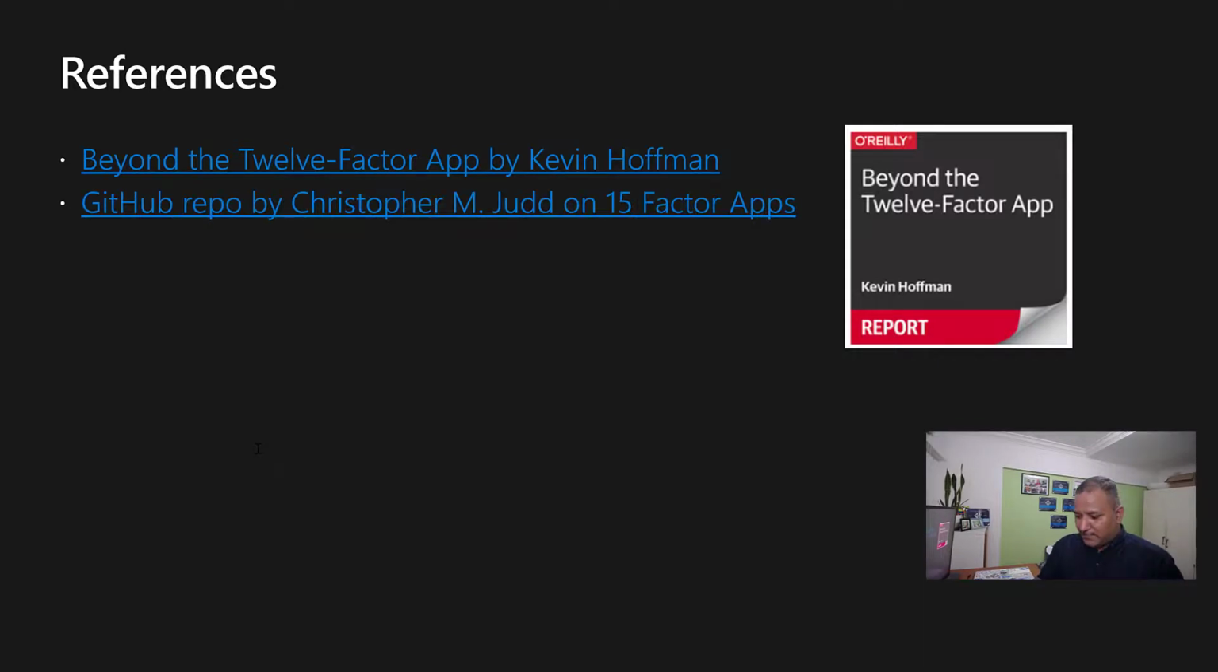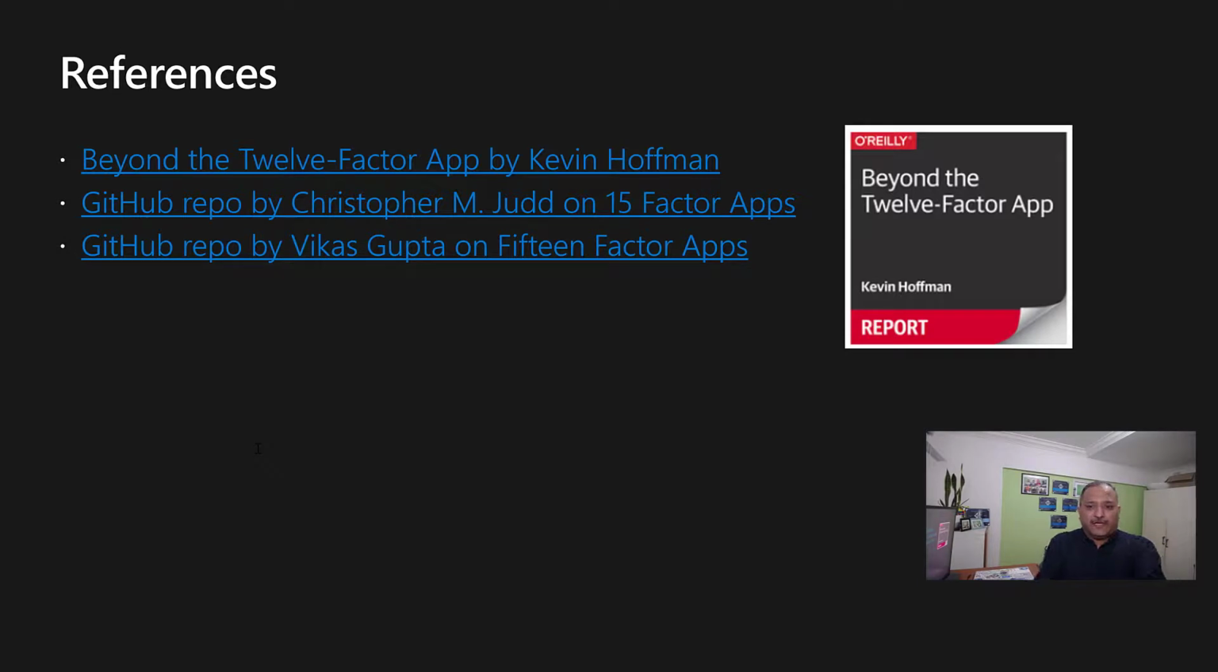So, like I did last time, I would like to give some references. Whatever I spoke, most of it comes from the Beyond the 12 Factor App report by Kevin Hoffman on the O'Reilly site. There is also a GitHub repo by Christopher Jude as part of the 15 Factor apps workshop. And similarly, there is a GitHub repo by Vikas Gupta, again related to the 15 Factor apps. So you can refer to this.